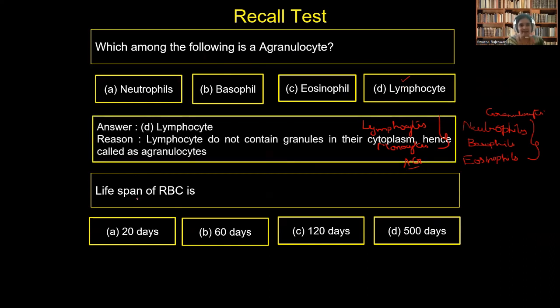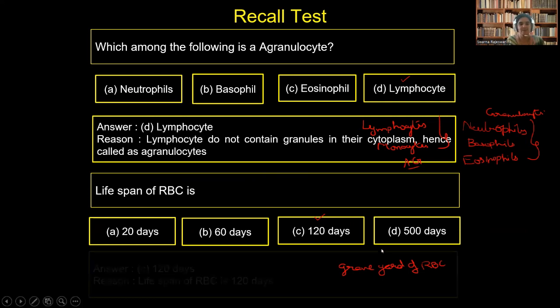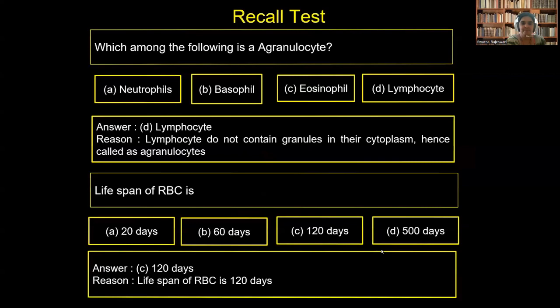Yes. Now coming to the next question. Lifespan of RBC is. We have studied that the lifespan of RBC is 120 days. Later it will be destroyed in the spleen, and we have given the name of the spleen as graveyard of RBC. Even the spleen helps in the formation of RBC during the embryonic stages, but later it will act as the graveyard of RBC. Okay, so let us proceed.